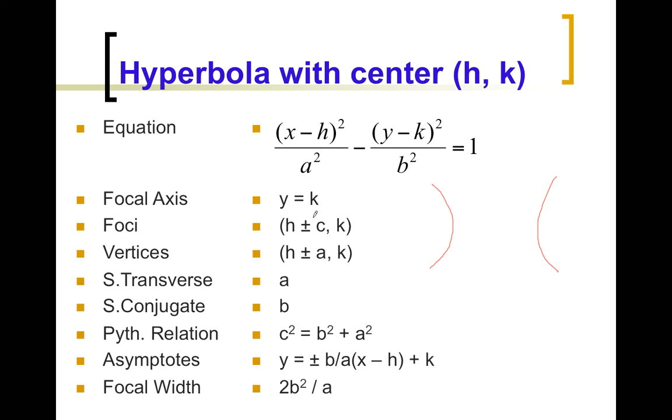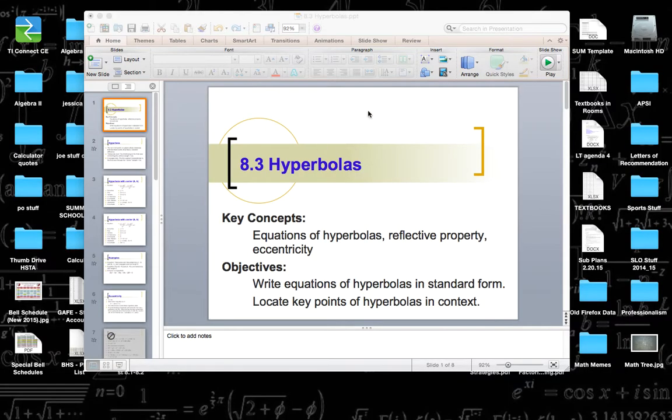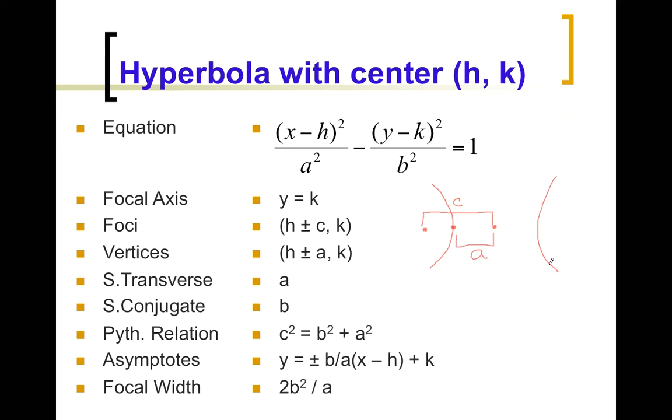And one of the big things that you should have noticed on that last picture is that, as always, the distance from center to vertex is a, and the distance from center to focal point is c. And that's in both directions. So it goes the same for over here, on the right-hand side of this particular hyperbola.